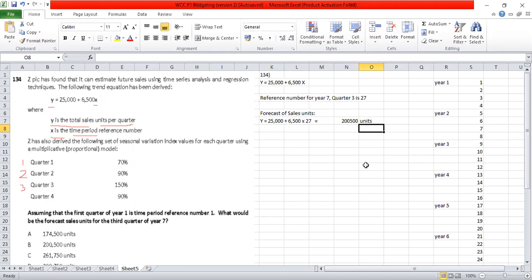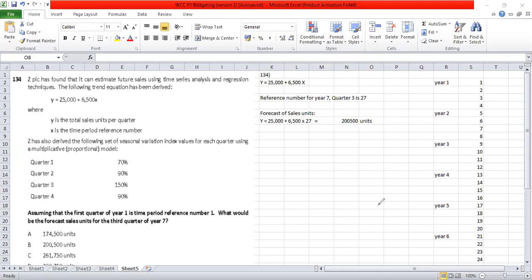Is that all? First the trend, first the forecasted value is taken, but the question doesn't end there. It also says that, I'll erase these red lines so that the screen will be clear. The question says, why is the total sales exceeds the time period reference number? Z has also derived the following set of seasonal variation index values for each quarter using a multiplicative proportional model.